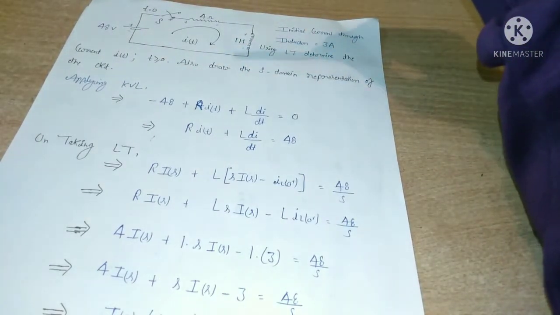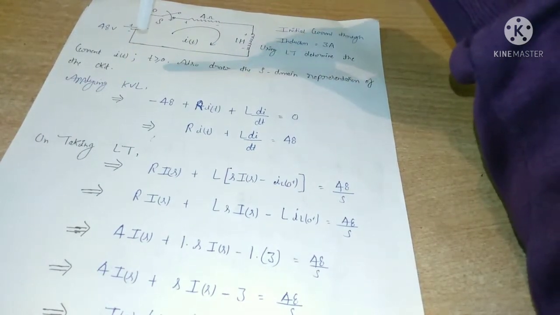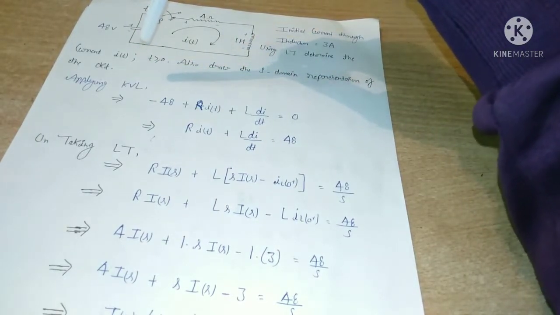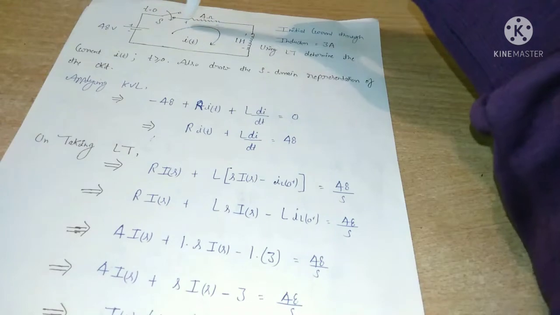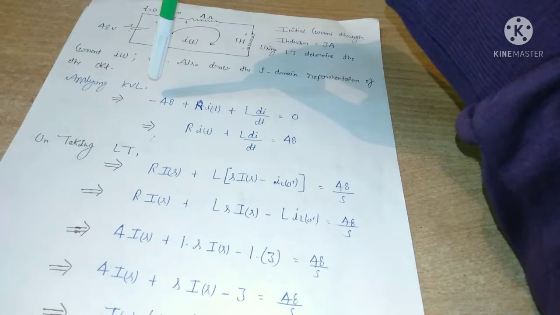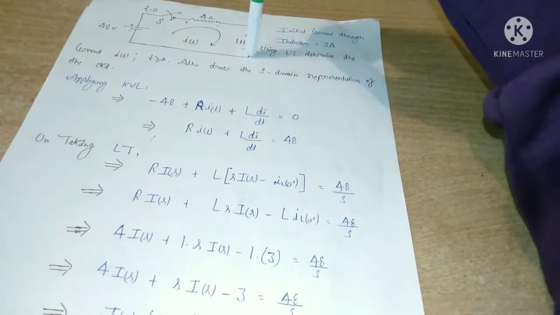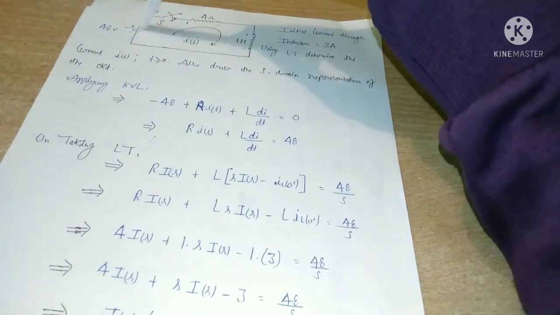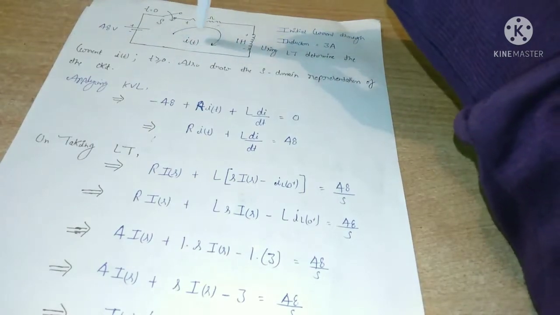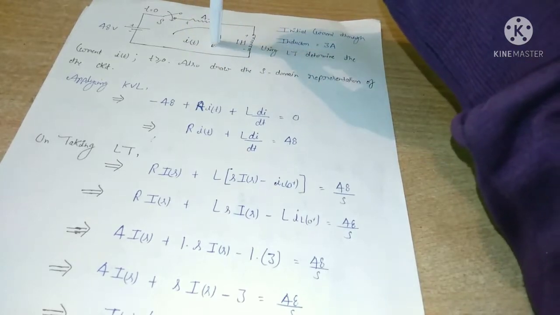To solve this question we have to use KVL. First of all we should know what KVL is. KVL says that the algebraic sum of all the voltages in any closed loop in the circuit is equal to 0. That is, the algebraic sum of all the voltages across a resistor, across an inductor and across a battery, around any closed loop in a circuit, is equal to 0.